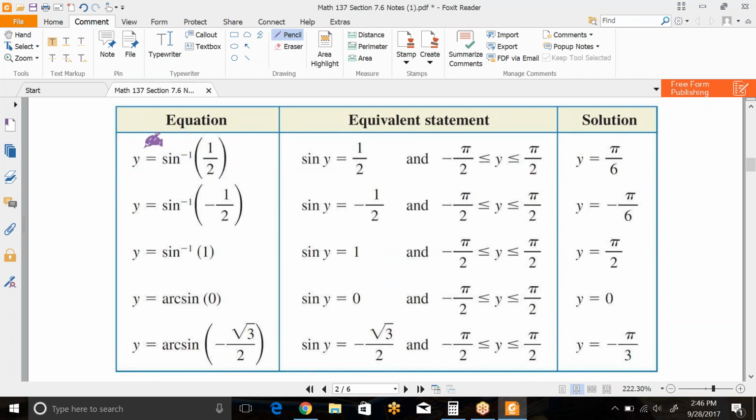This says what angle has a sine of 1/2, because we're asking for the inverse here. So sine y equals 1/2. We rewrite that by switching those and changing back to the original function. And the answer between -π/2 and π/2 is π/6 if you think about your unit circle. If we want the negative version, notice we get -π/6. We want to stay in quads 1 and 4. So everything that they report in this chart is all for values that are between -π/2 and π/2.